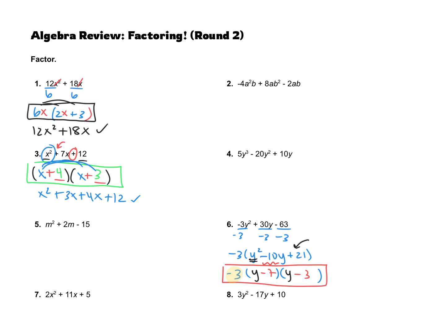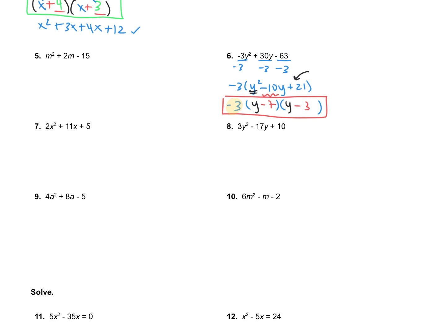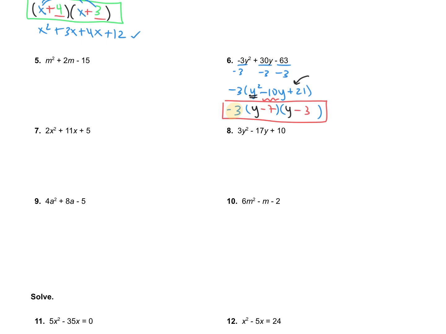Okay. I would like to do 9 and 10, and then I'm going to give you all a few minutes to work. If we look at 9, I lied. We're going to do 8 and 10. If we look at 8, what is our GCF? 1. Okay, this is radically different because it has a 3 here. Radically different.